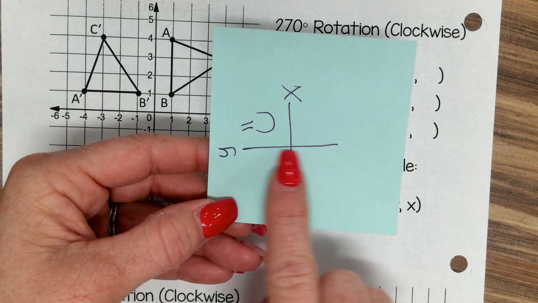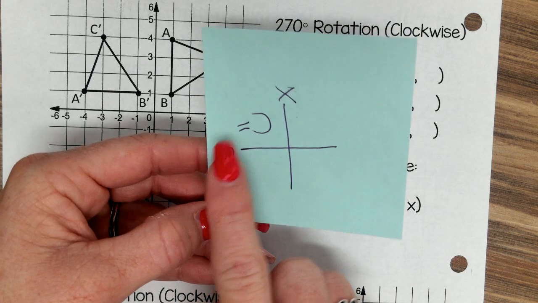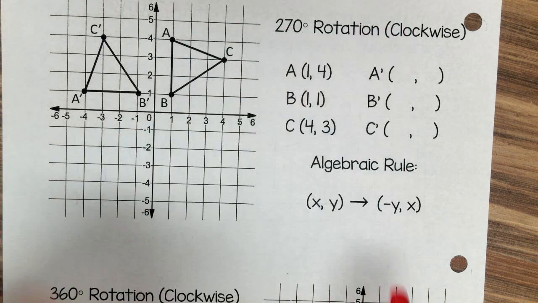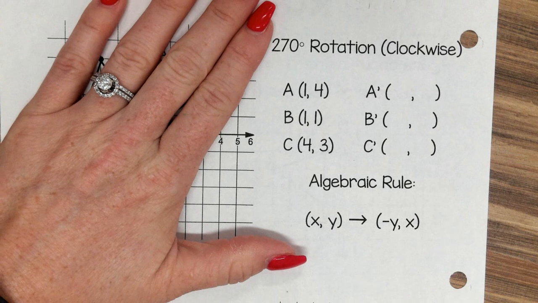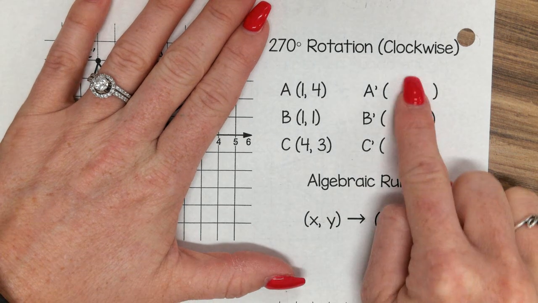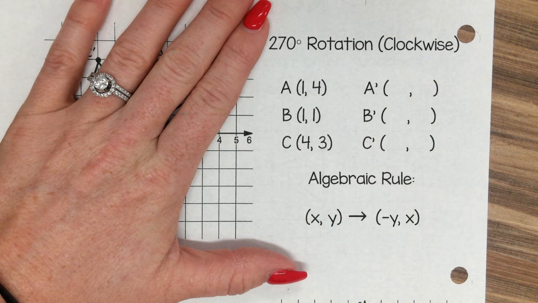Okay, look at the rule. Negative y, positive x. Is that what they wrote? Okay, cover up the shapes. We're not going to use them. We're going to use this rule to write our new coordinates.